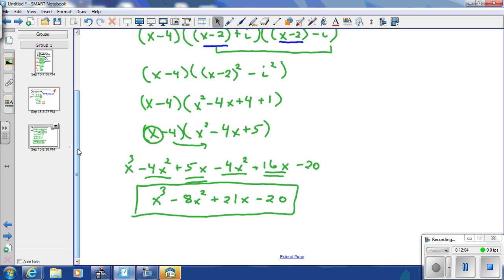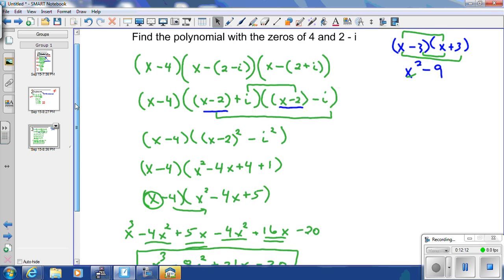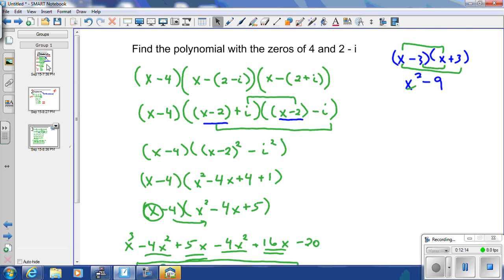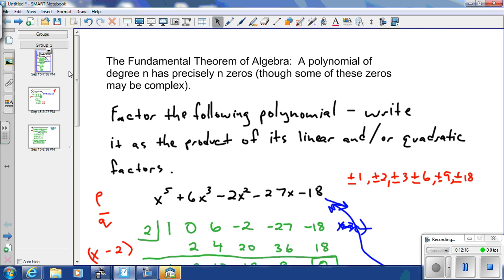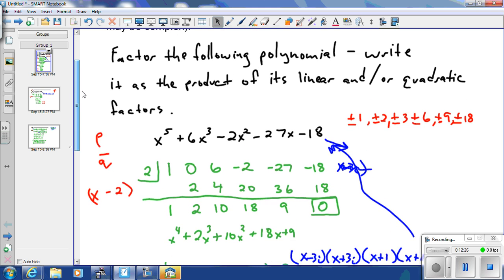I'll give you some problems like this that give you the factors, or the zeros rather, and you are going to come up with the polynomial. So a quick recap: the fundamental theorem says an nth degree polynomial is going to have exactly n zeros. However, some of them may be complex.